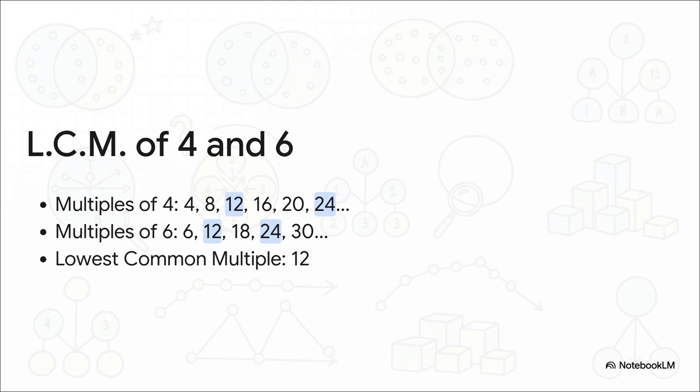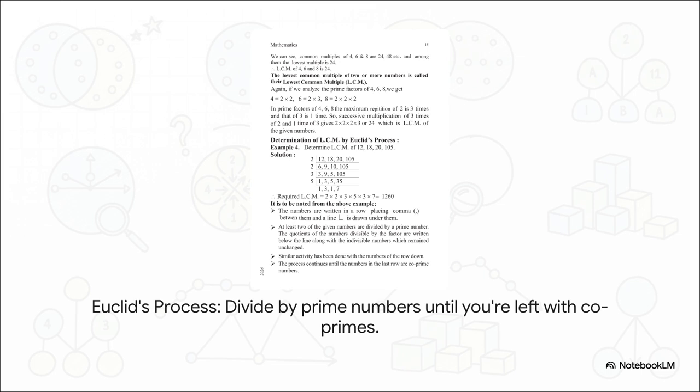And hey, just like we did with HCF, the simplest way to find it is to just list them out. You list the multiples of 4: 4, 8, 12. Then you list the multiples of 6: 6, 12. And look at that. The very first number they have in common is 12. So our gears will line up again after 12 teeth pass. That's our LCM. But again, what about bigger numbers?